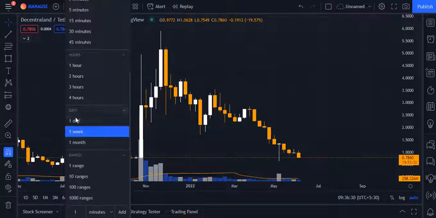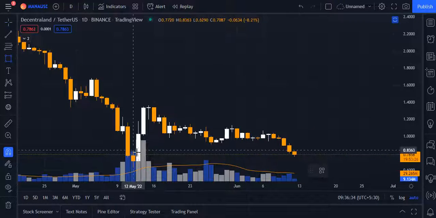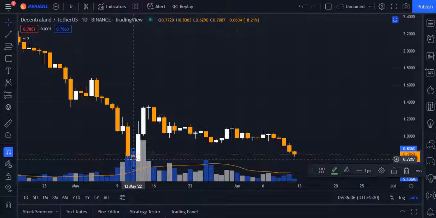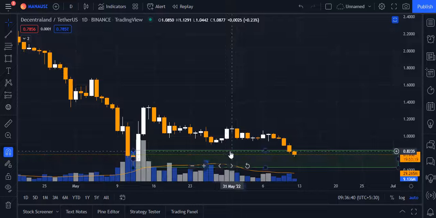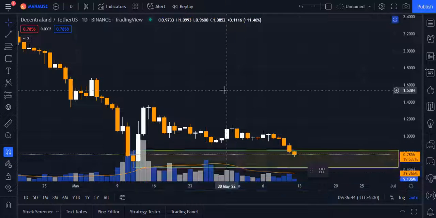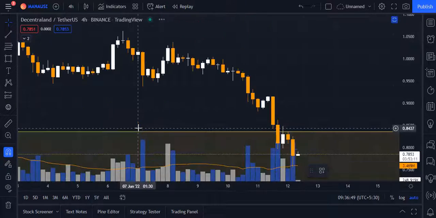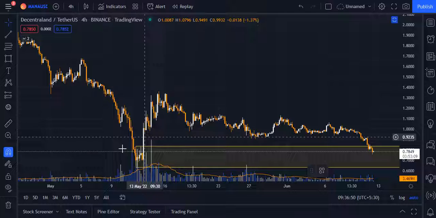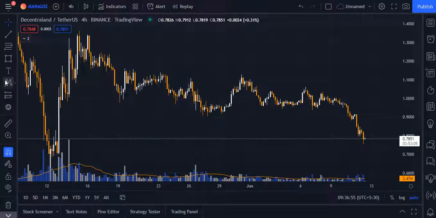So I went to daily and we are already having an OB here. Just look at this. This was the place from where the price actually reacted. So I'll put that in daily OB color, and since we are already analyzing it from a longer time frame, so bigger time frame. Sorry about that.